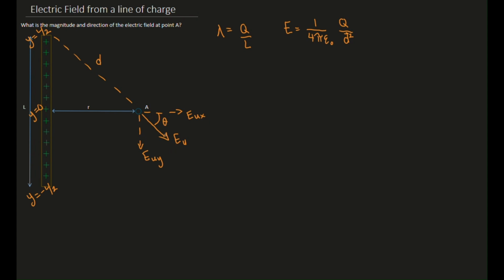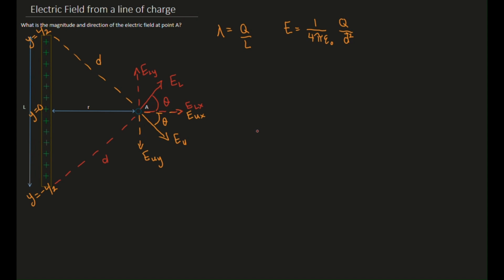We can do the same thing for the lower half. We have some distance d, giving us an electric field, we'll say EL, from the lower half, and this gives us two components, a y component and an x component. And the angle is the same because the point is in the middle of the line of charge. To find the magnitude and direction, we just sum the components together.